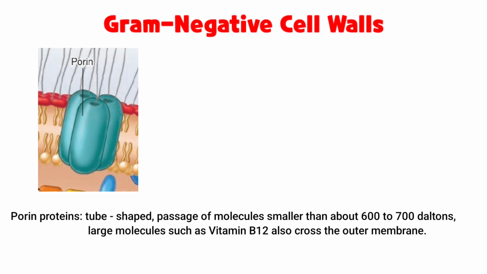Its narrow channel allows passage of molecules smaller than about 600 to 700 Daltons. However, larger molecules such as vitamin B12 also cross the outer membrane. Such large molecules do not pass through porins.